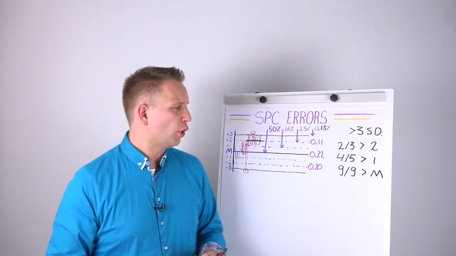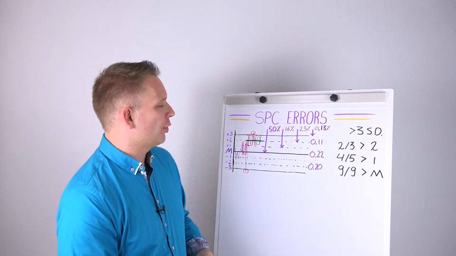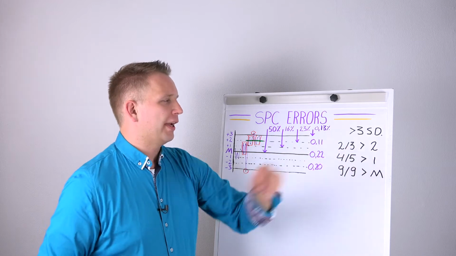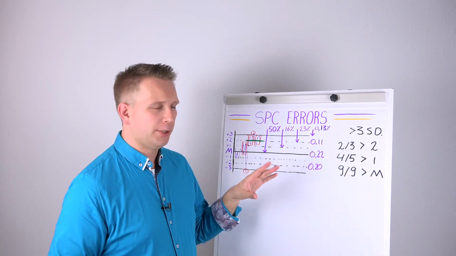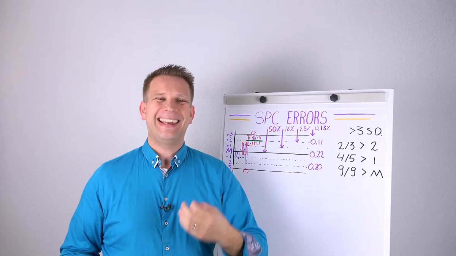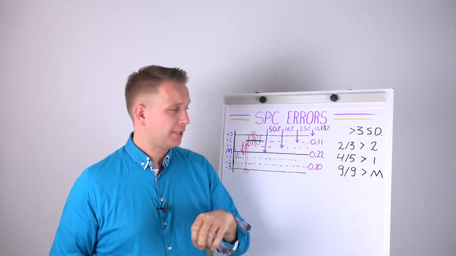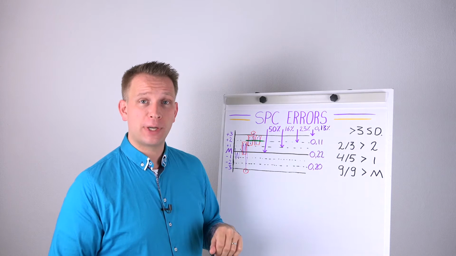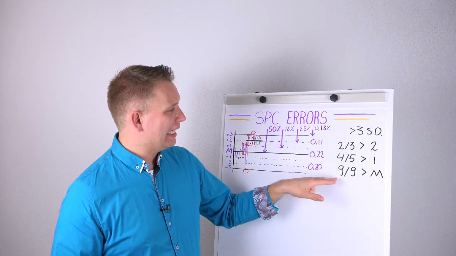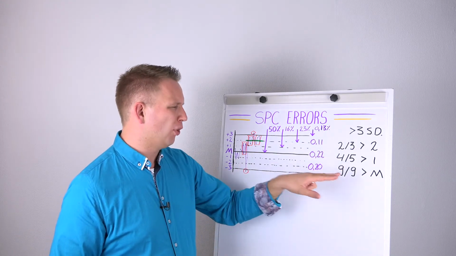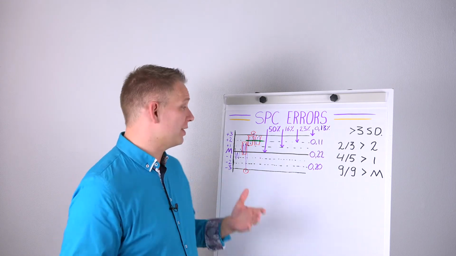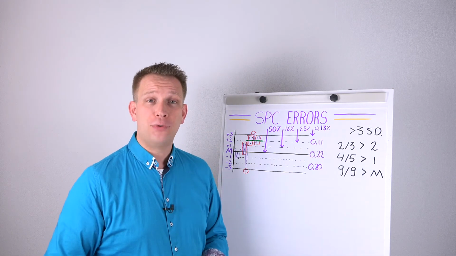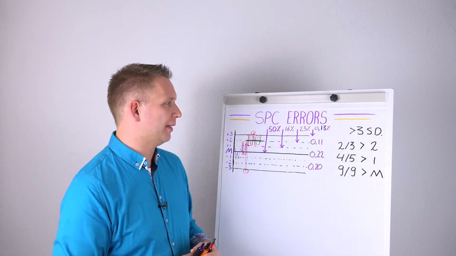Now, those things also continue for the other rules. So 4 out of 5 higher than 1 standard deviation, you've got a 22.22% chance of getting a wrong error message. So everything was fine, but we still get an alarm. And even for 9 points, all of them higher than the mean, there is a 0.20% chance that this just happens to a completely random system that is normally centered.